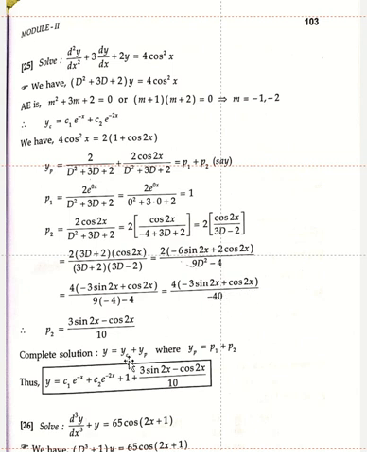Therefore the complete solution is y is equal to yc plus yp. Therefore y is equal to, what is yc? c1 e power minus x plus c2 e power minus 2x, plus, what is yp? Yp is P1 plus P2. What is P1? P1 is 1, plus, what is P2? P2 is 3 sin 2x minus cos 2x, divided by 10.